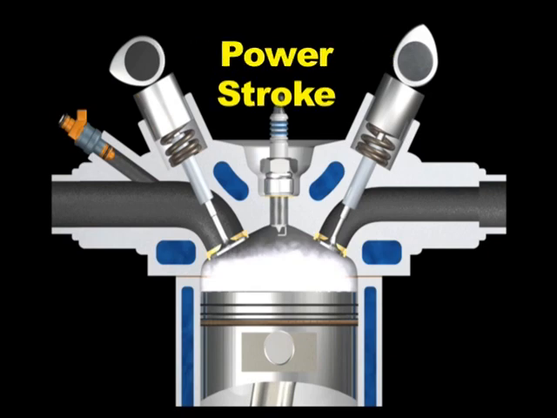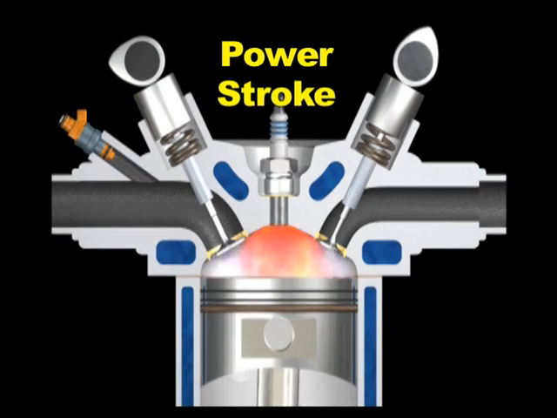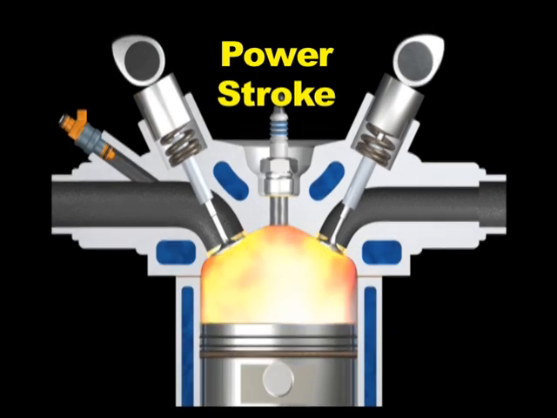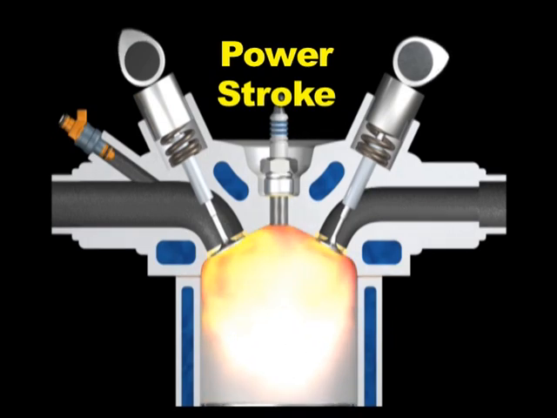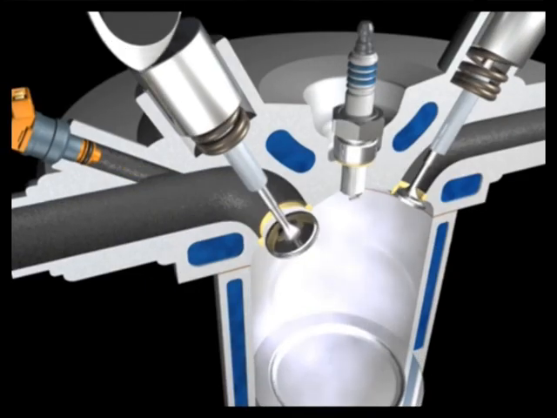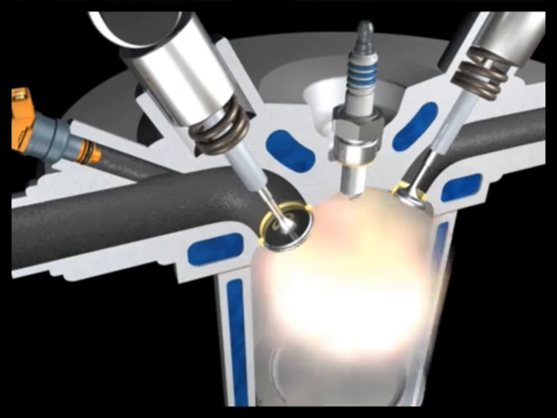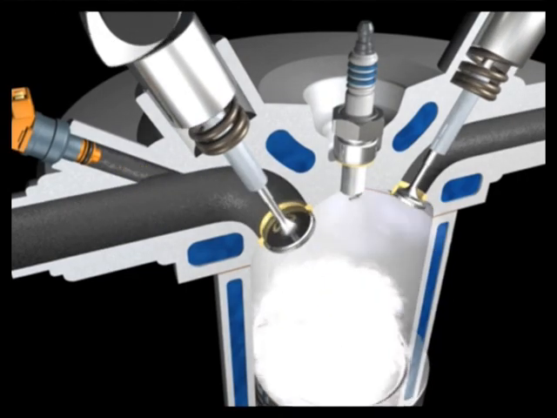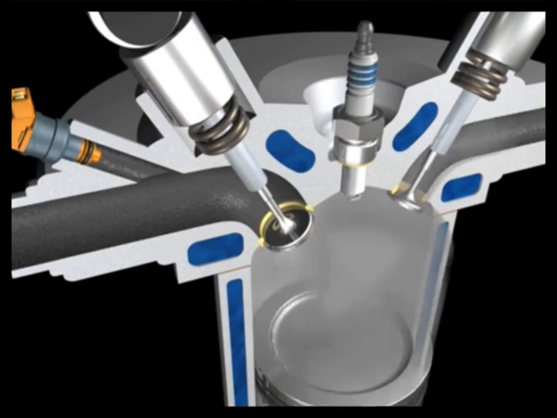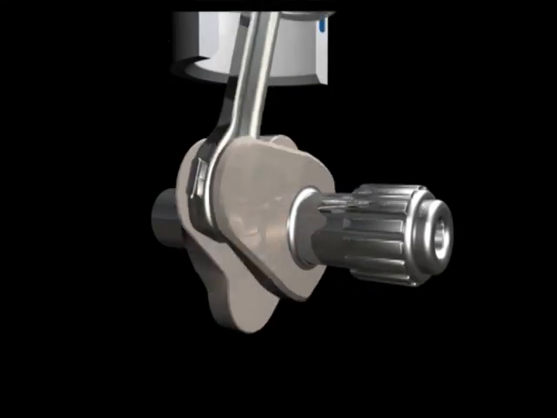The power stroke produces the energy to operate the engine. With both valves still closed, the spark plug arcs and ignites the compressed air-fuel mixture. The burning fuel expands and develops pressure in the combustion chamber and on the top of the piston. This pushes the piston down with enough force to keep the crankshaft spinning until the next power stroke.